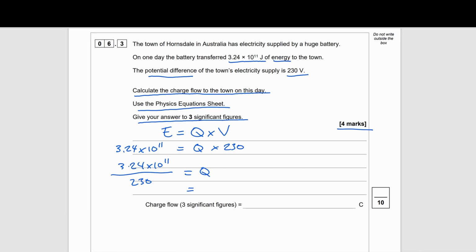If we do that, we come out with a very large number. That number is 1408695652. So we need to get this value to 3 significant figures. So by pressing the right button on our calculator, it gives us a value to 3 significant figures of 1.41 times 10 to the power of 9 coulombs.